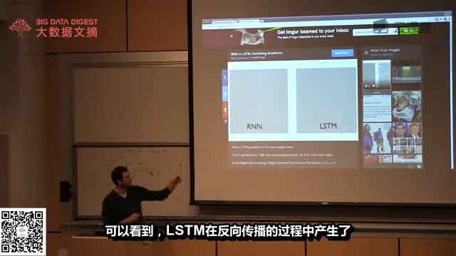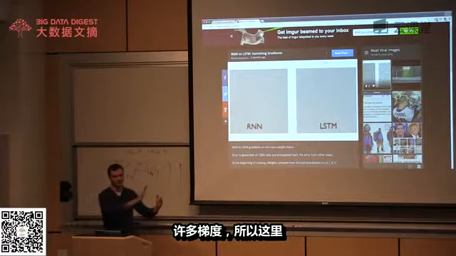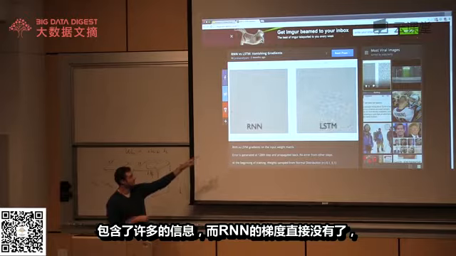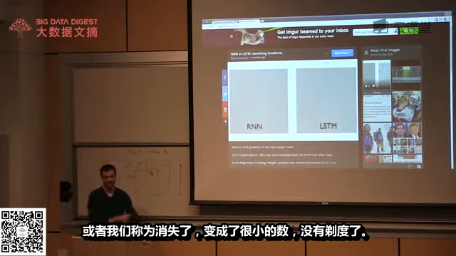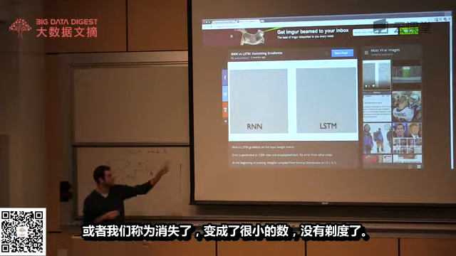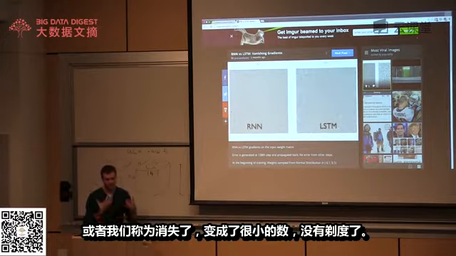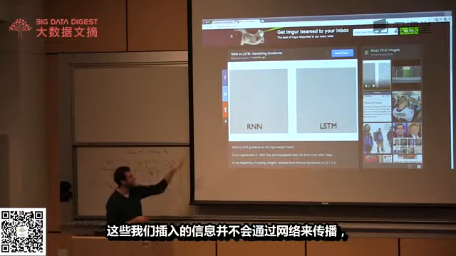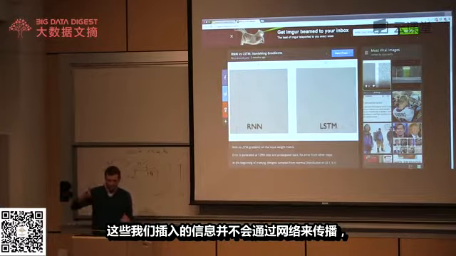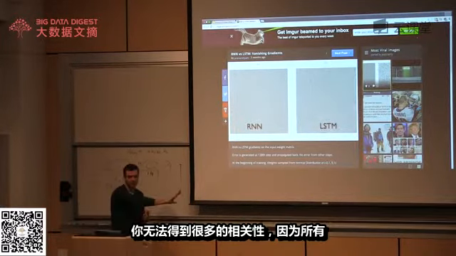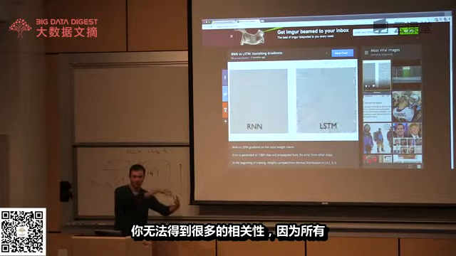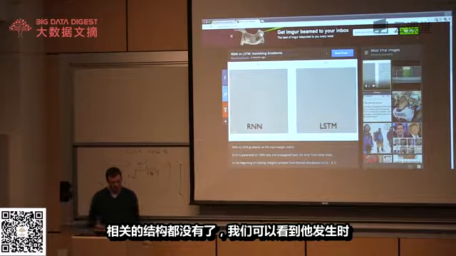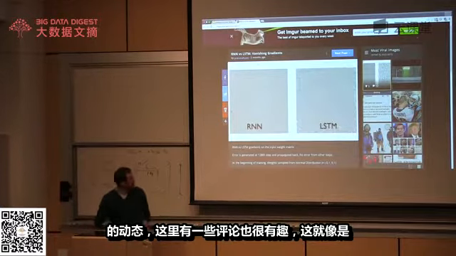And what you're seeing is that the LSTM gives you lots of gradients throughout this backpropagation. So there's lots of information flowing through. And this RNN just instantly dies off. The gradient, we say, vanishes. It just becomes tiny numbers. There's no gradient. In this case, I think it decays in about 8 or 10 time steps. So all this gradient information that we've injected did not flow through the network. And you can't learn very long dependencies because all the correlation structure has just died down. We'll see why this happens dynamically in a bit.